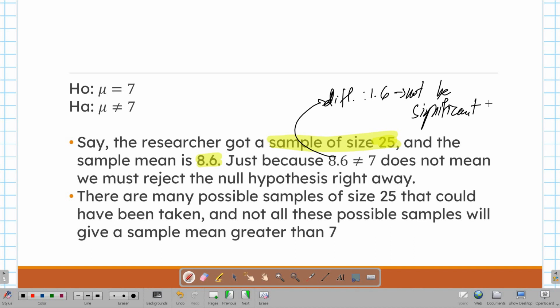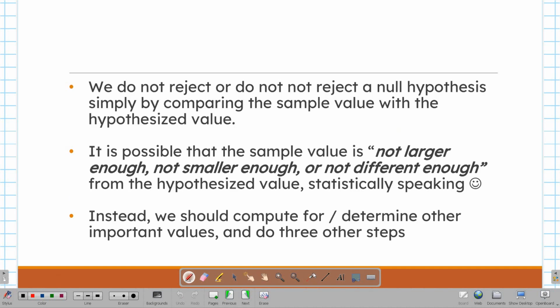Because maybe that one sample of size 25 is just the one that got 8.6. If you get other samples of size 25, it might not be 8.6. It might be closer to 7, or it might even be equal to 7. So we don't simply reject just because they're not equal. It might not be different enough from the value, statistically speaking.